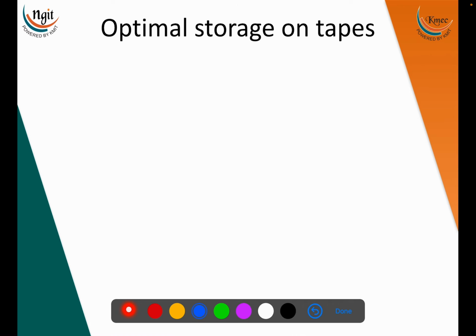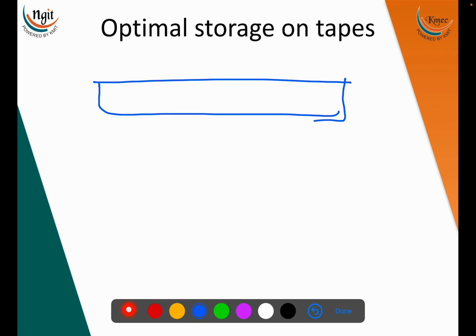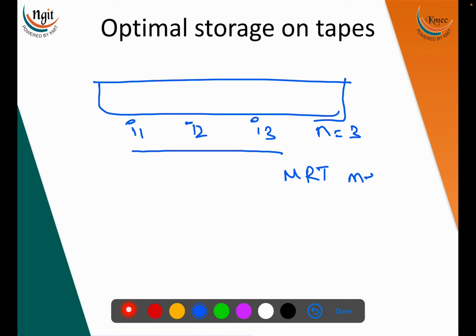In the optimal storage on tapes problem, we are required to find a permutation for the n programs, n is equal to 3: I1, I2, I3, so that when they are stored on the tape in this order, the MRT, the mean retrieval time, is minimized.